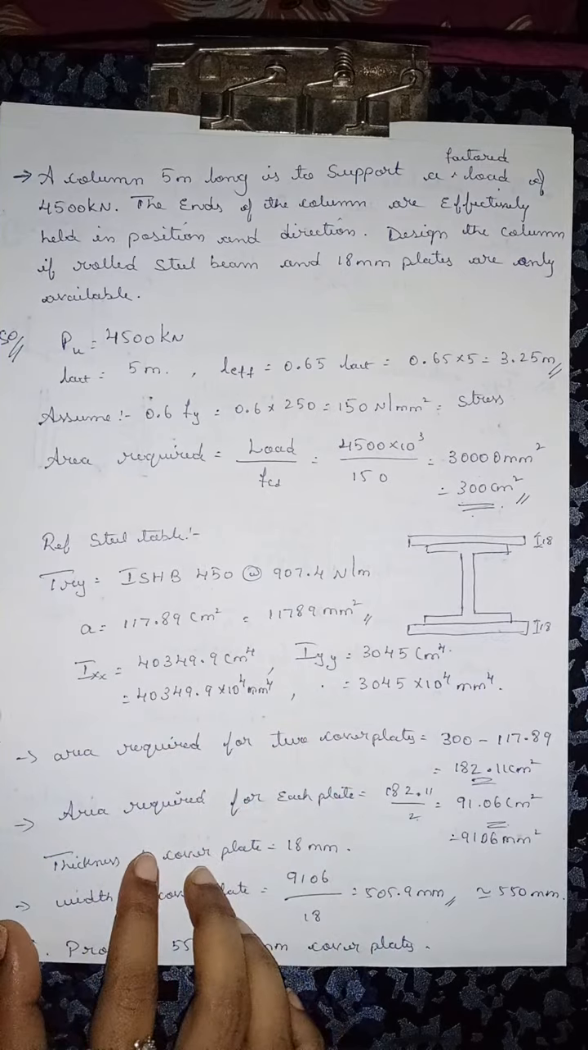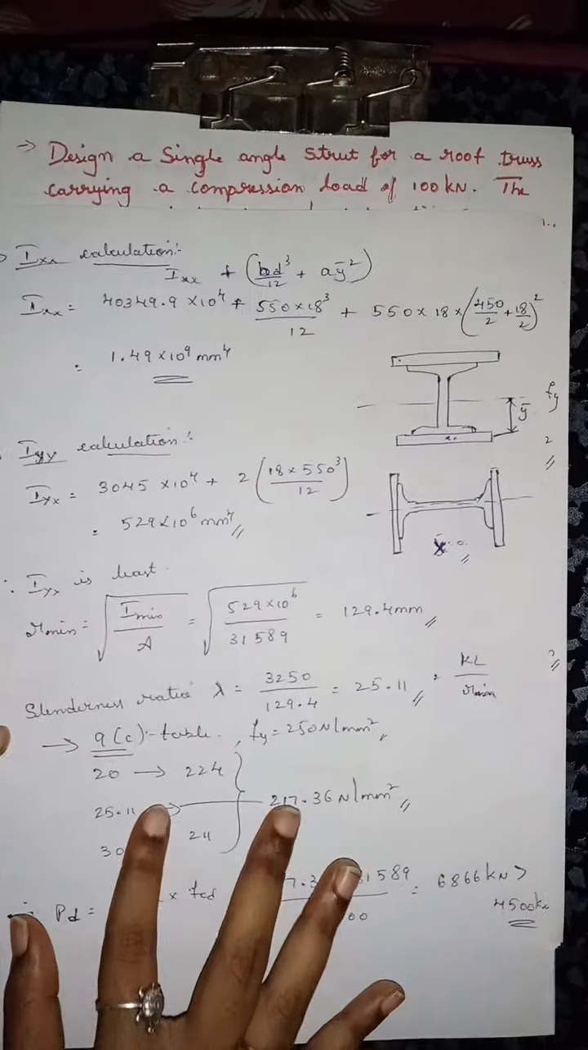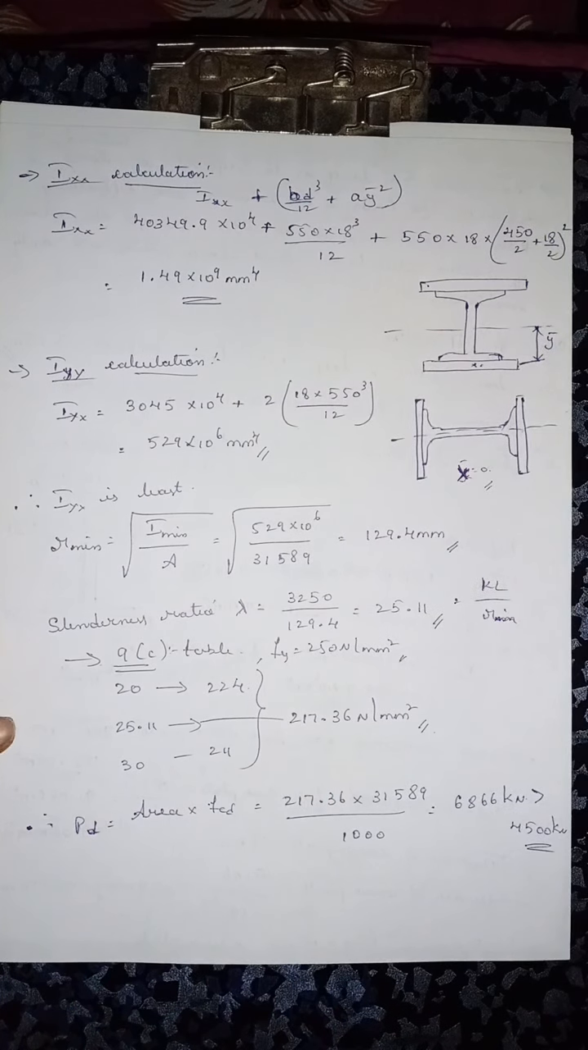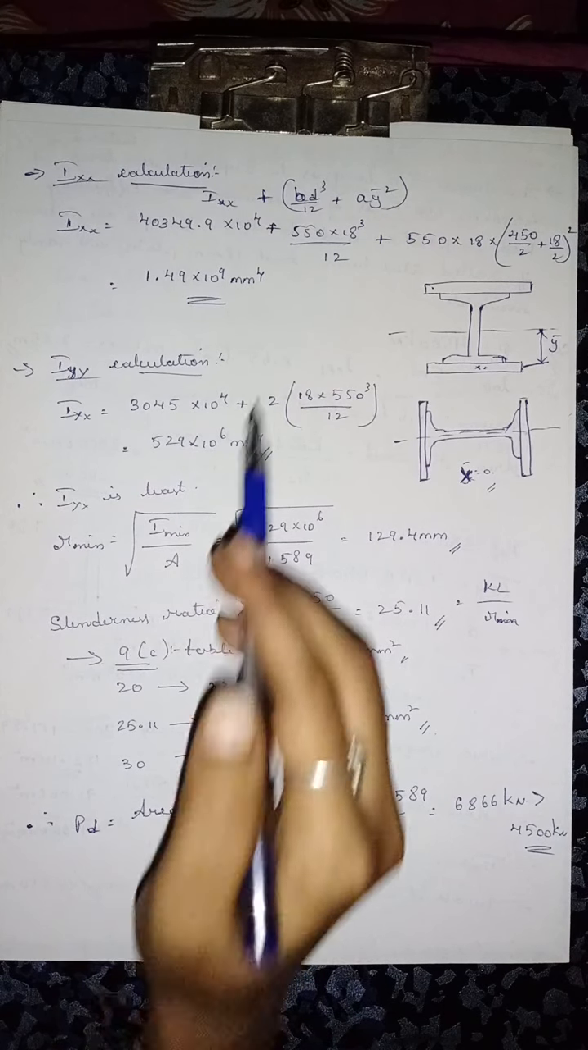So first we need to find out Ixx and Iyy including the plates. So here is the expression, as you know. Here Ixx is equal to small Ixx plus BD cube divided by 12 plus area into y bar square. This you have already studied in your lower semesters, right?